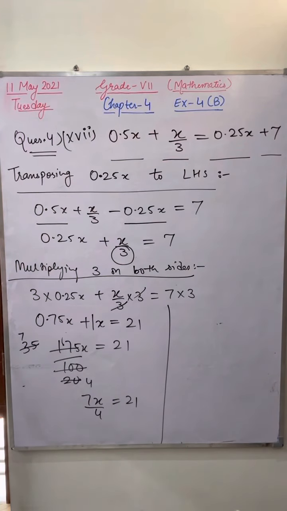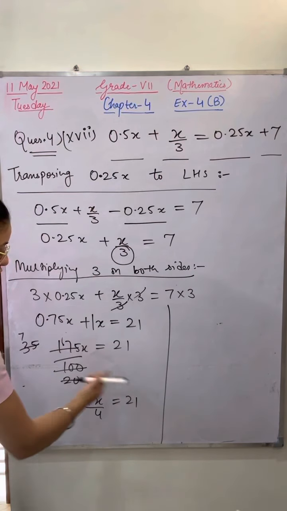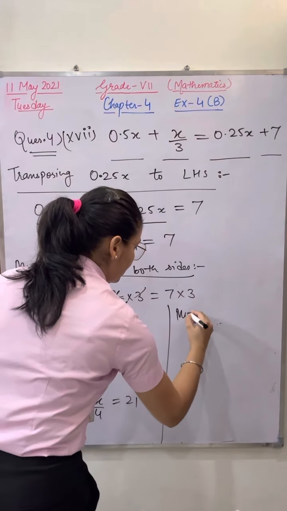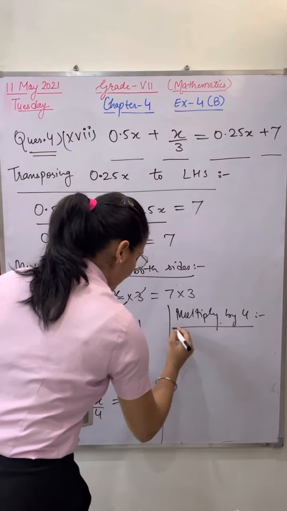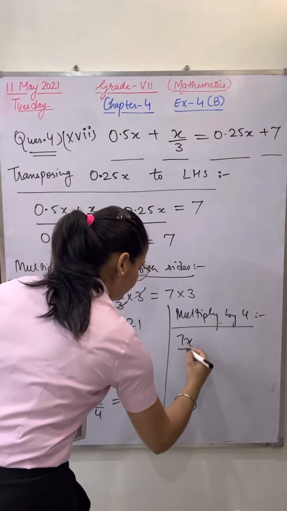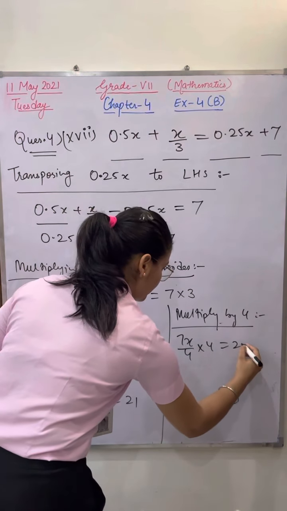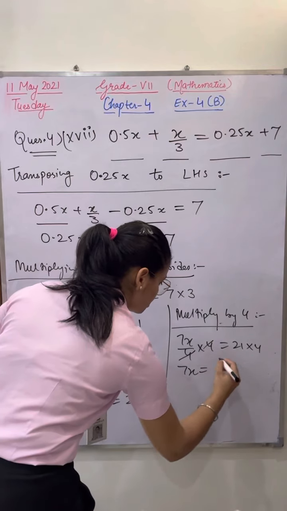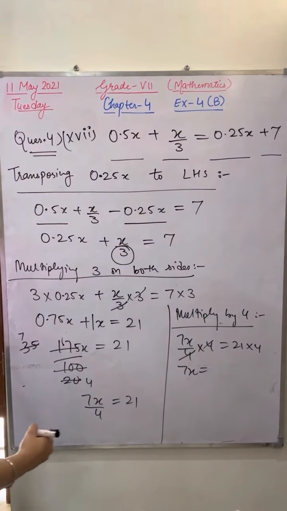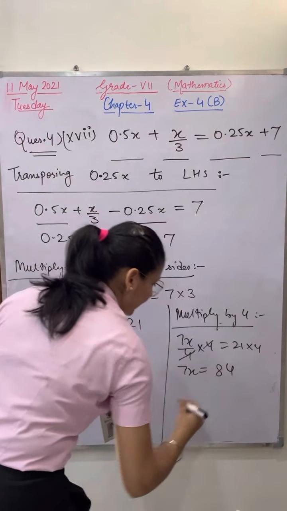Right? So which method do you have to apply here first of all? You have to multiply with 4 on both sides. Multiplying by 4 on both sides. That is 7x upon 4 into 4 is equals 21 into 4. That is 4 cancel. 7x is equals to 21 into 4. 4 ones are 4 and 4 twos are 8.